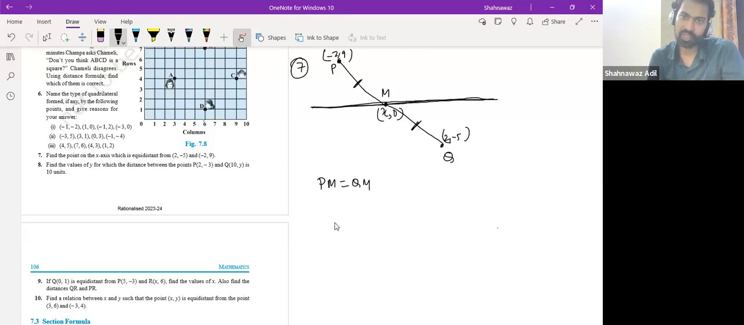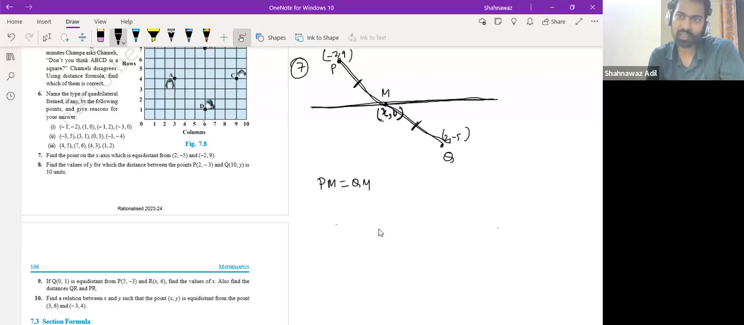Right. The question was to find the point on the x-axis. So we can represent the x-axis like this. And this point is equidistant. Equidistant means that this point has the same distance from this point, and this point has the same distance from this point. So this distance and this distance are equal.